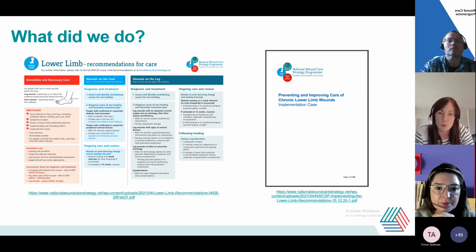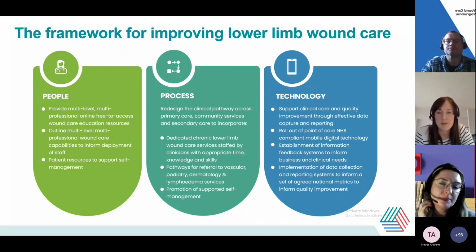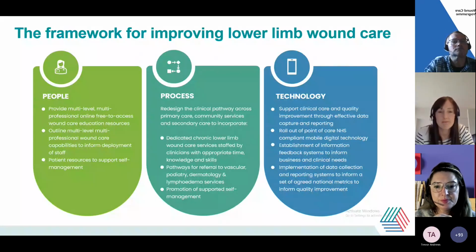Alongside that document, we also developed a business case describing the case for change and quantifying the benefits of doing so. The slide in front of you now shows the changes that we set out and ultimately what we believe the framework is for improving lower limb care. It's made up of 3 main elements, and those are people, process and technology.